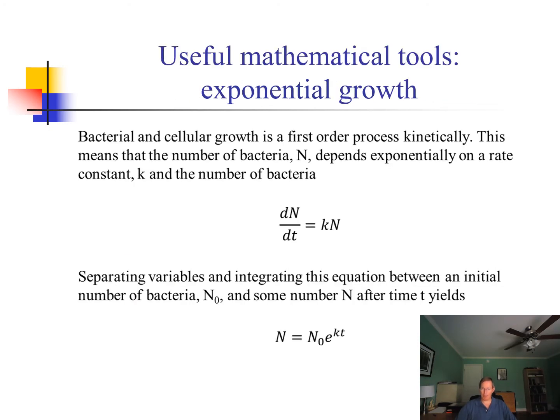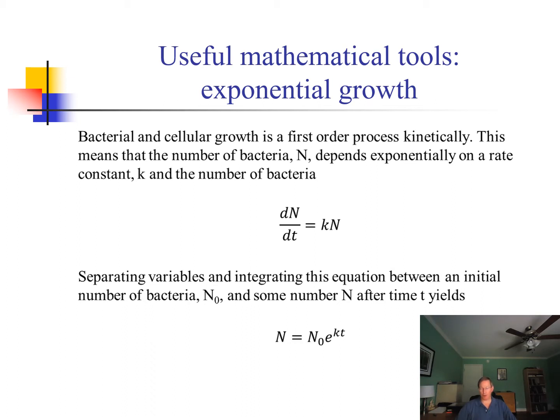Now sometimes people will need to know something about bacteria or abnormal cellular growth, such as in cancers. And those are first order processes. By that I mean that this differential equation is linked directly to the concentration of that particular thing, in this case a bacterium, with a rate constant k.